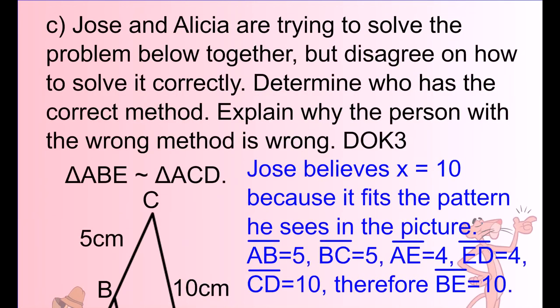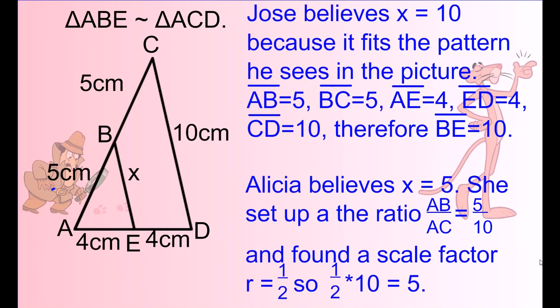Let's see. Jose and Alicia are trying to solve the problem below together, but disagree on how to solve it correctly. Determine who has the correct method. Explain why the person with the wrong method is wrong. So you have the image on your paper. You do not have what I have in blue, the descriptions of what each person believes. So here it says that triangle ABE and ACD are similar. So this small triangle and the large triangle are similar.